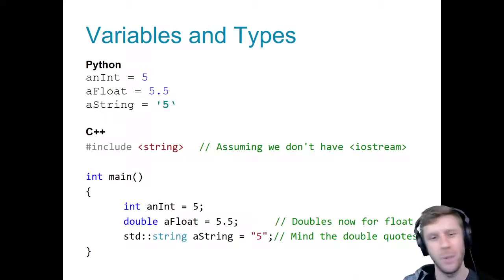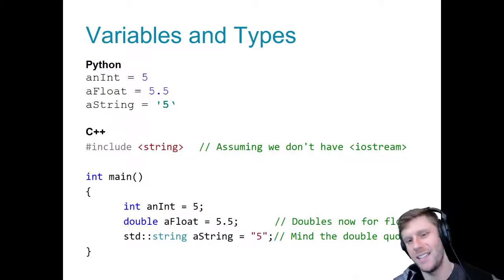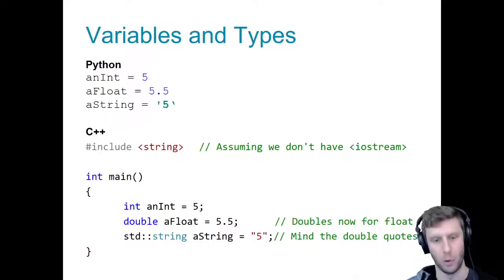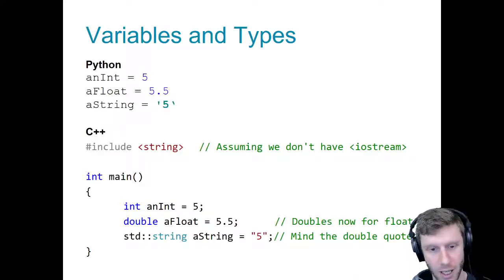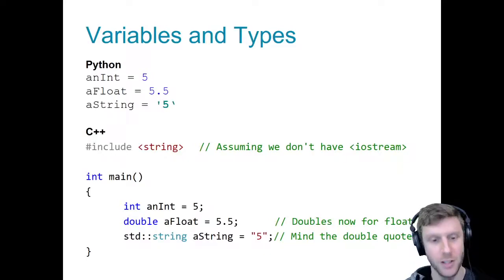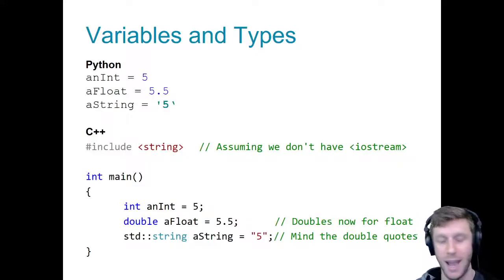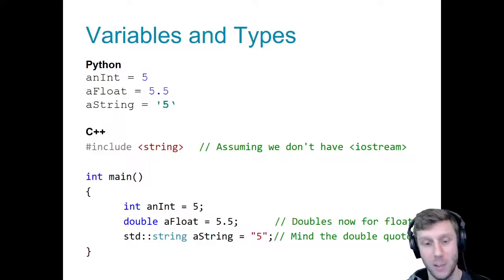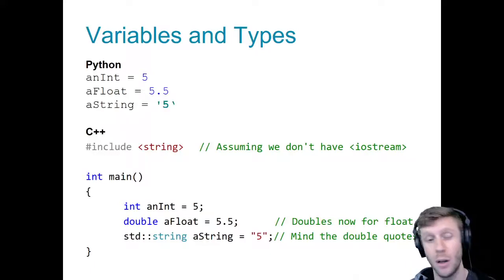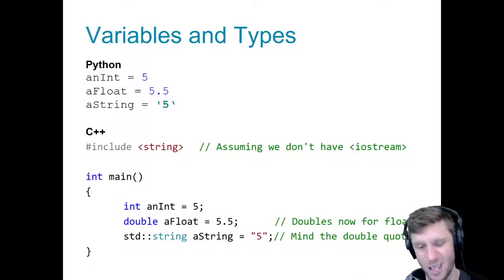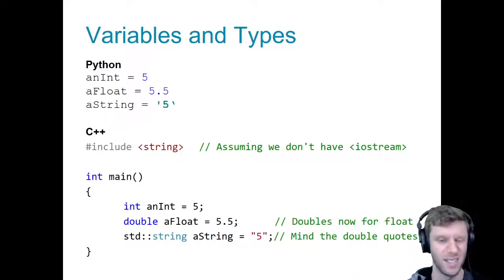But C++ is not that smart. C++ won't guess for us. It won't conclude for us. We need to explicitly say, I'm making a variable called whatever, and it is an integer. In this example below, I'm doing effectively the same thing as above. I'm saying int equals 5, and that's creating a variable called anint, and that variable can only ever be an integer. Similarly with a float, I've set it to be a double. By the way, when I say double, it's float. For our purposes right now, it's the same thing.